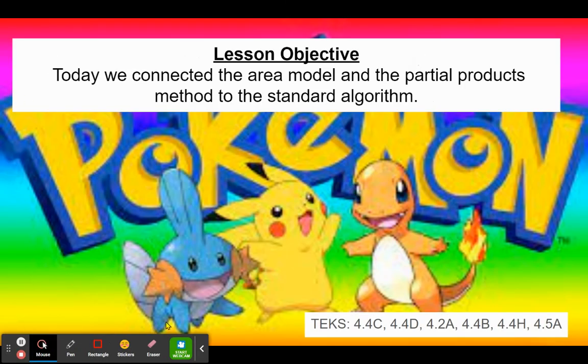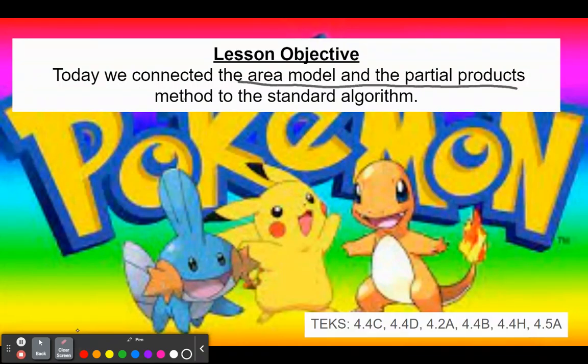All right, everybody. Let's take a look at today's lesson objective. Today we connected the area model and the partial products method to the standard algorithm.